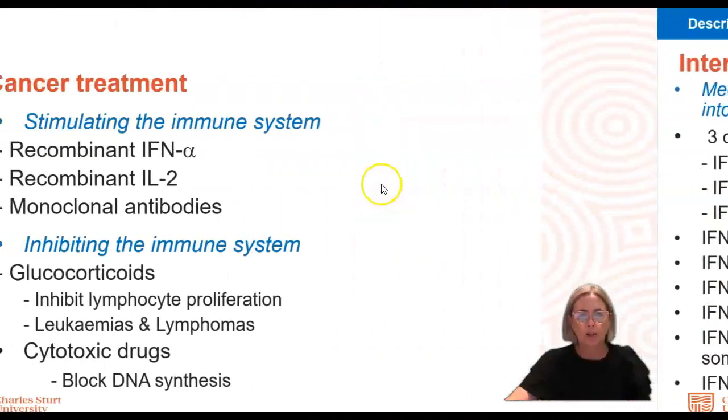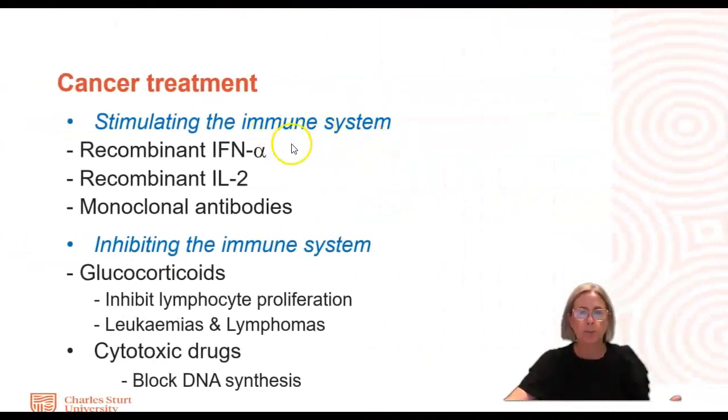In terms then of cancer treatment, this can be treated by either stimulating the immune system or inhibiting it, as we just spoke about in the last recording. So in terms of stimulating the immune system, recombinant interferon alpha, recombinant IL-2, obviously because that will activate T helper cells, and the use of monoclonal antibodies. Inhibiting the immune system then is via glucocorticoid therapy to inhibit lymphocyte proliferation. This can be used for treating leukemias and lymphomas. And then cytotoxic drugs as well will block that DNA synthesis.